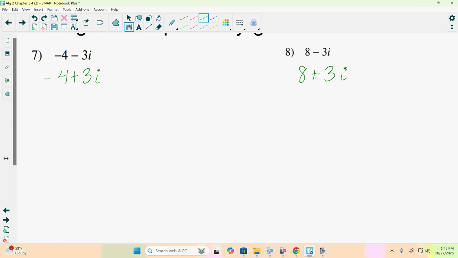Questions on anything we've done so far? What would the complex conjugate of negative 17i be? So if they gave us negative 17i, the complex conjugate would be 17i.